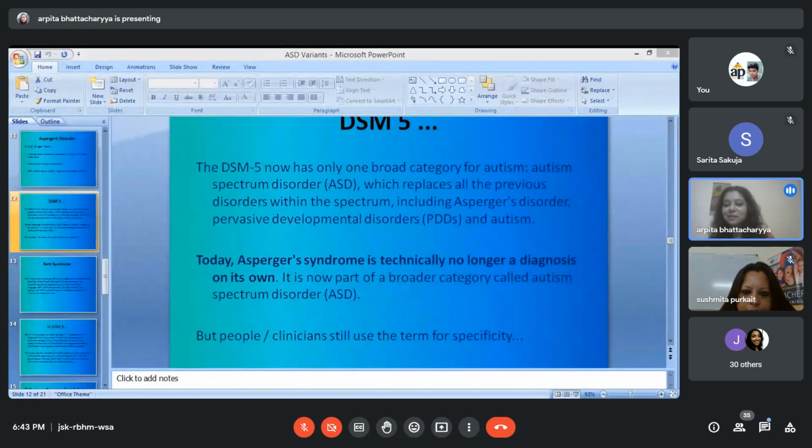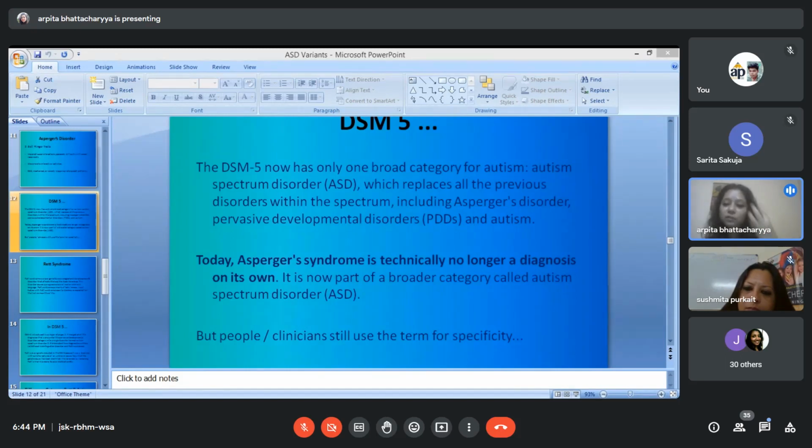But see the last line? Why I'm discussing this: people and clinicians still use the term for specificity. It's very common for us to say, oh, I saw that child in day clinic, he's Aspie. So why are we saying Aspie? To signify the specificity. What is the specificity? That the child is good with the language part. There's no delay, there's no regression, IQ is high functioning autistic, but definitely difficulty with social and communication things, speech is odd, monotonic and all of this.